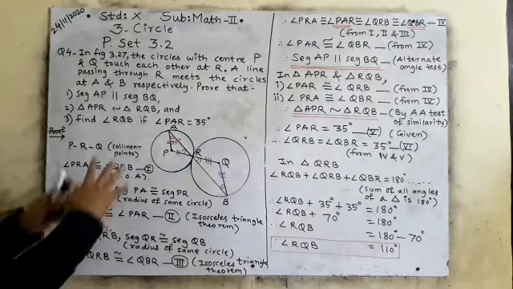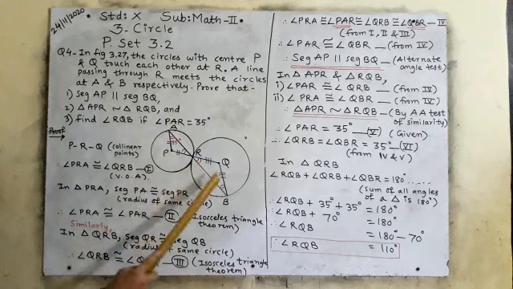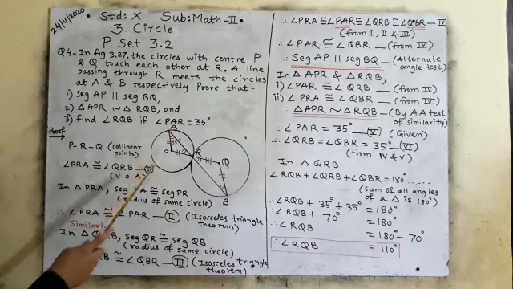We have to solve the question one by one. Is it clear? Now see here. P, R, Q are collinear points. Clear? Okay. Now see angle PRA.